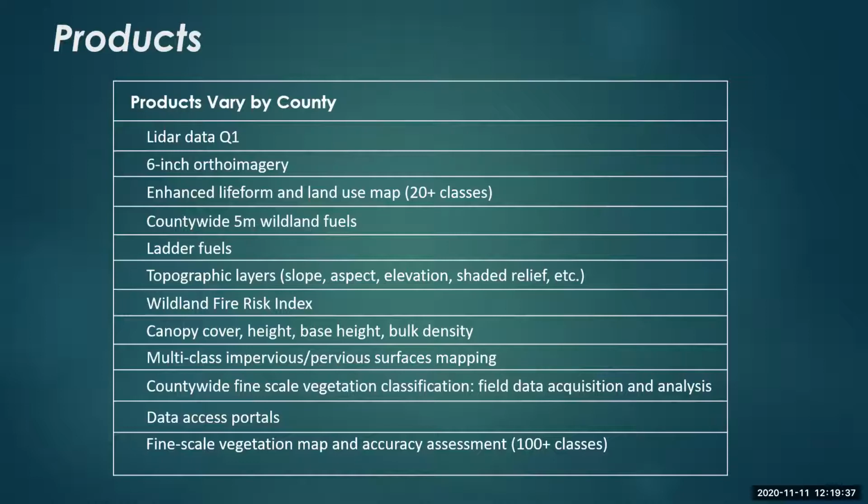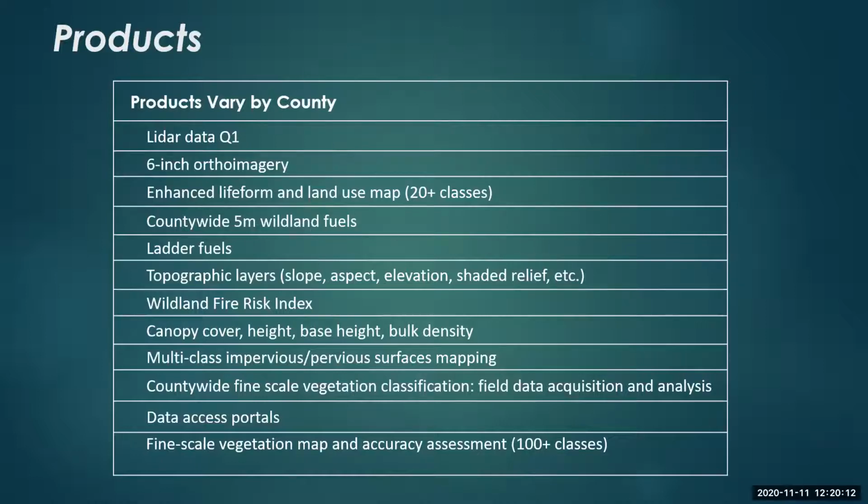Then the big-ticket item is the countywide classification, which is detailed descriptions and keys to all of the classes that are mapped in the fine-scale map. That's a big step, and it's done by the California Native Plant Society and the California Department of Fish and Wildlife. We work with them on each county to develop those. Then we have data access portals, and I'm going to show you an example of one in a minute. This is critical in these types of projects: you've got to give easy access to the users of the maps.